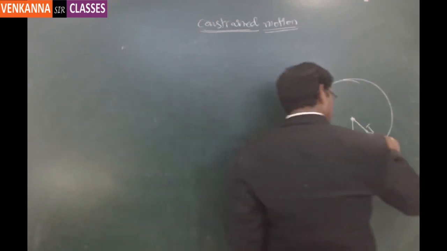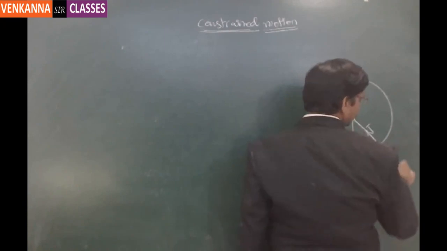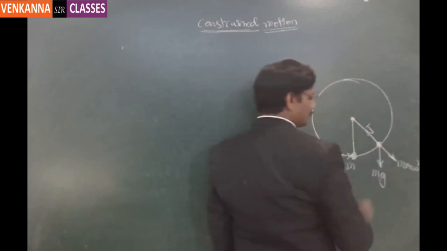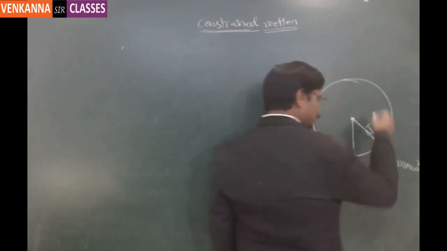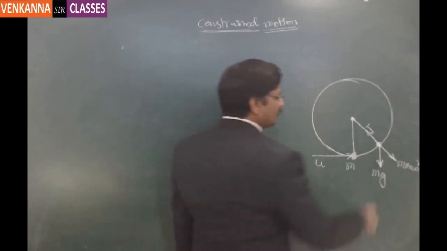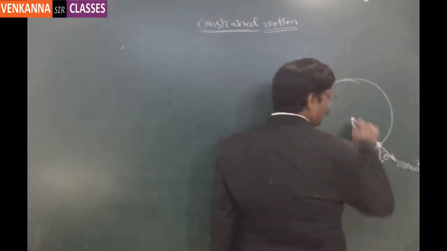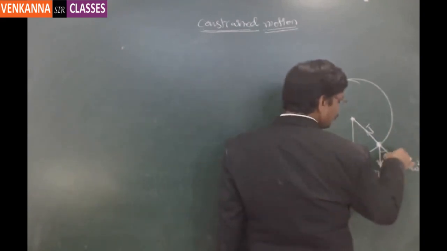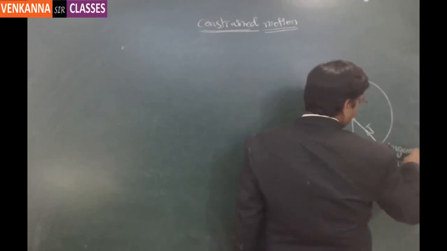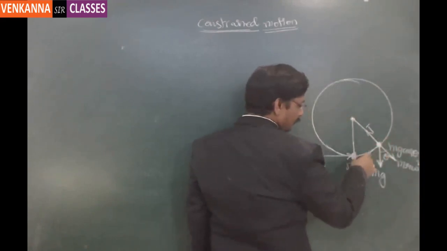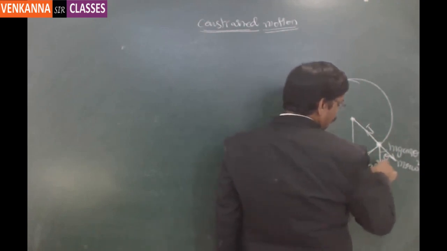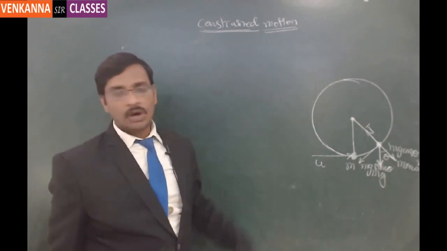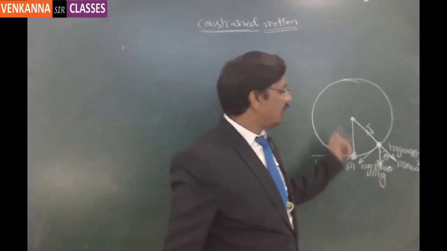Then there will be a centrifugal force that is acting as m r omega square. So this is the centrifugal force. Now this mg which is acting downwards, let us say it is making an angle of theta with respect to the radial direction. Then the component of the force along this direction is mg cos theta, and the component of the force which is tangential to the path is mg sin theta. So this mg is going to be divided into two different components, mg cos theta and mg sin theta.